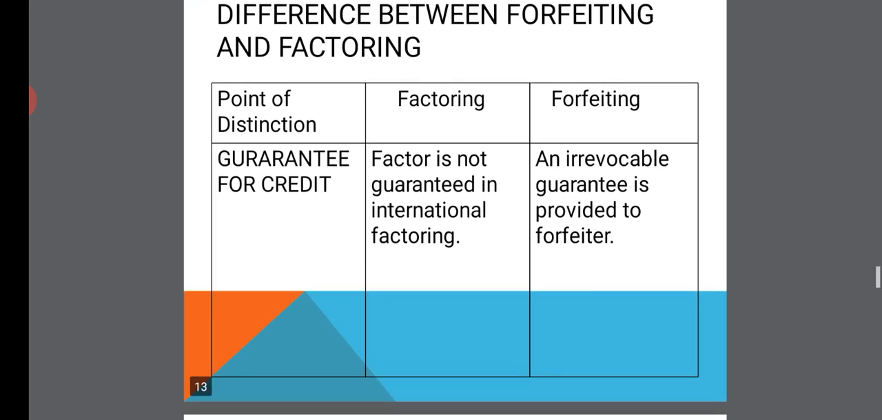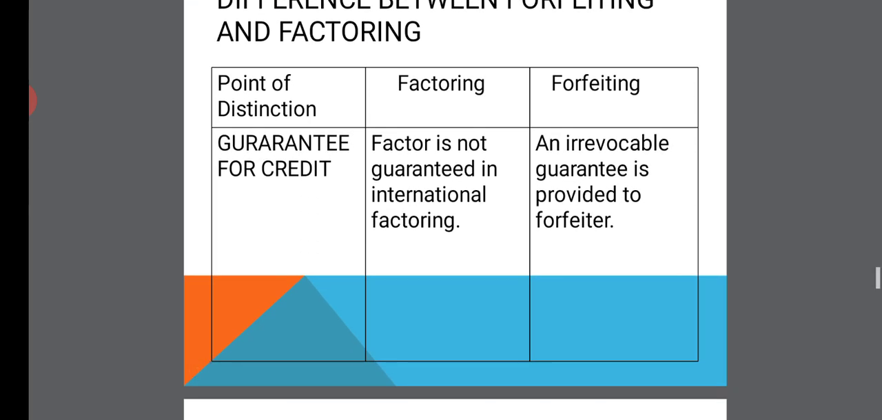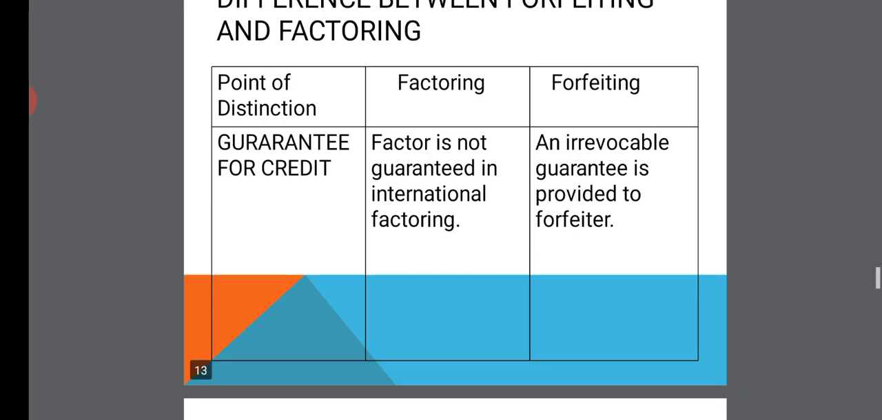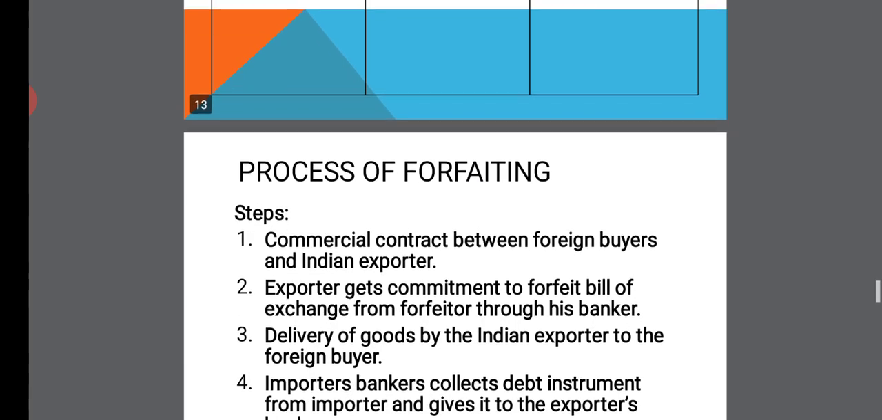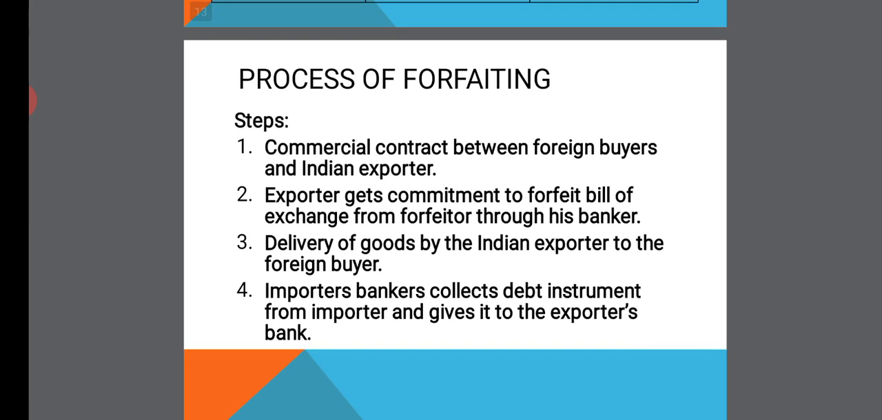Then the next point of distinction is guarantee for credit. The factor is not guaranteed in international factoring. But whereas in case of forfeiting, an irrevocable guarantee is provided to the forfeiter. So these are some of the differences between factoring and forfeiting. Now coming to the next part, that is the process of forfeiting.